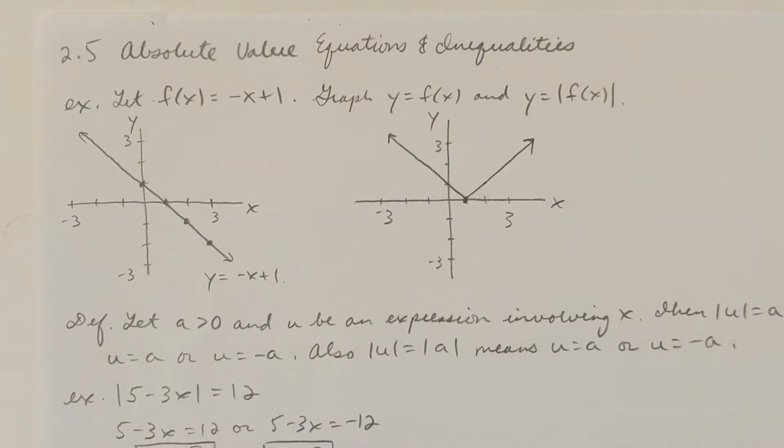Okay, section 2.5 is called absolute value equations and inequalities. This is the last section that we'll do in chapter 2.